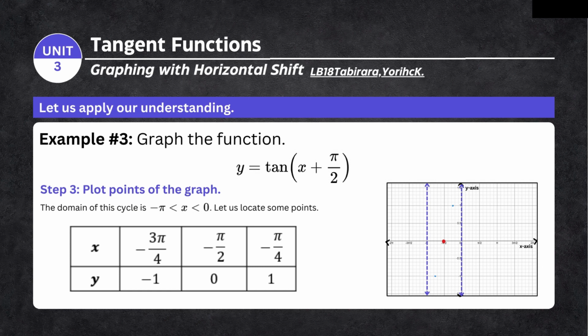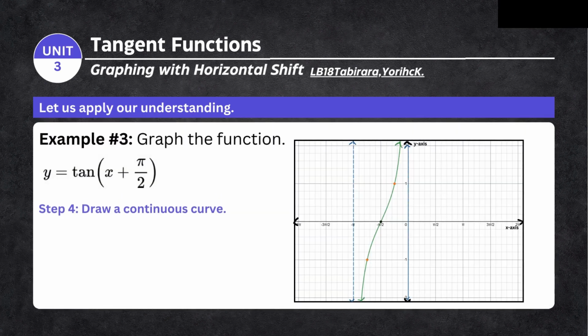Next is we plot the points of the graph. So for now, let's restrict the domain to this cycle, which is x is greater than negative pi but less than 0. So let us locate this point. If x equals negative 3 pi over 4, you will get negative 1, and so on and so forth. So after we plotted the points, let us draw a continuous curve to show the tangent graph on that particular domain.